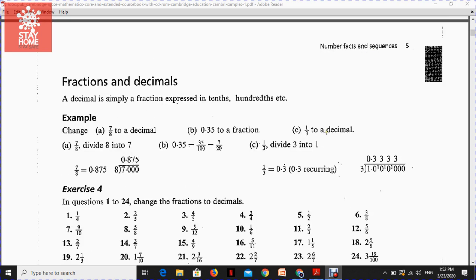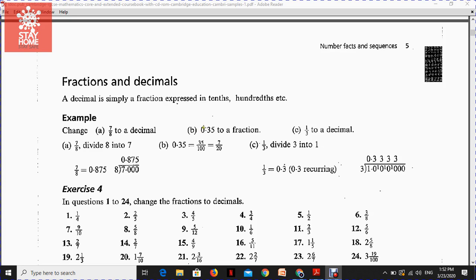Fractions and the decimal. As you know, fractions, you can write the value in the form of numerator and in the form of denominator. It is called fraction. And the value which is written in the form of tenths and hundreds, this is called decimal. Decimal is like you can see the place value chart. You can remember the place value chart. In the place value chart, some values are before the decimal and some values after the decimal.